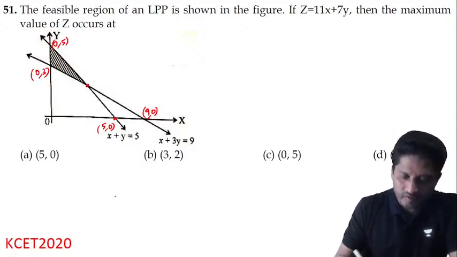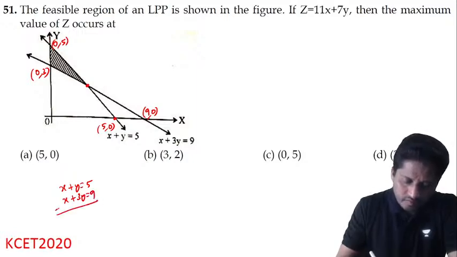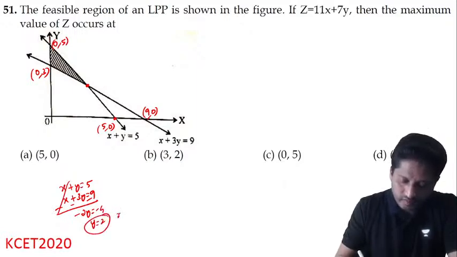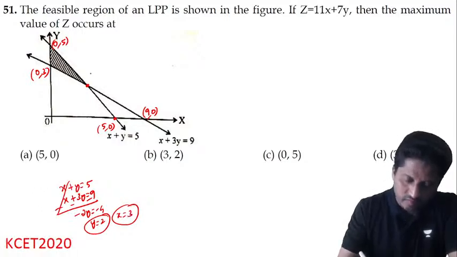This point can be found by solving. So if I solve these two, is equal to 9. This will be minus minus. This will cancel. Minus 2y is equal to minus 4. Y equal to 2. If y is equal to 2, x is equal to 3. So this point is 3 comma 2.